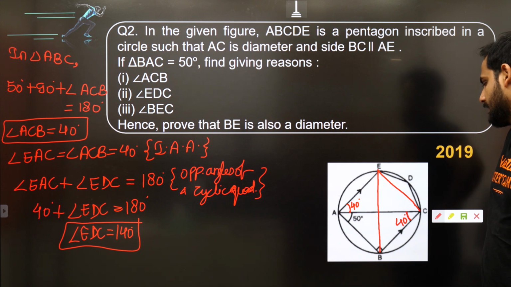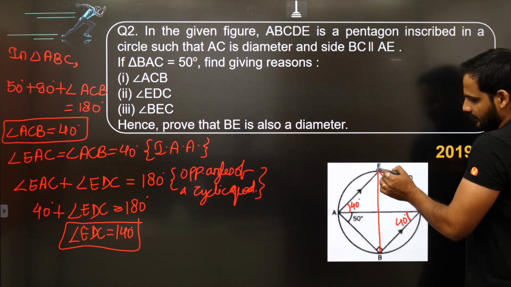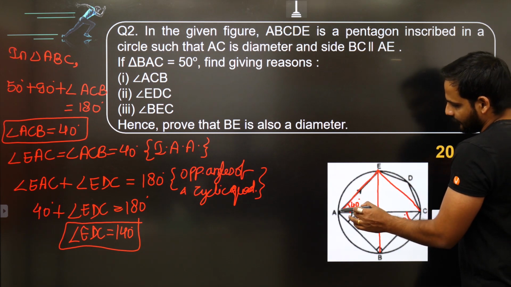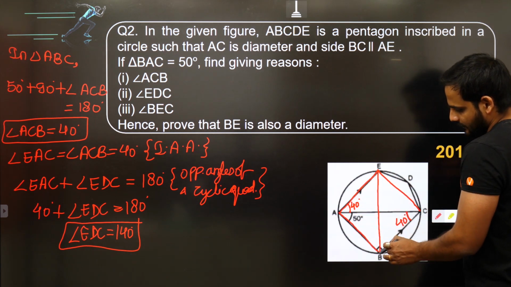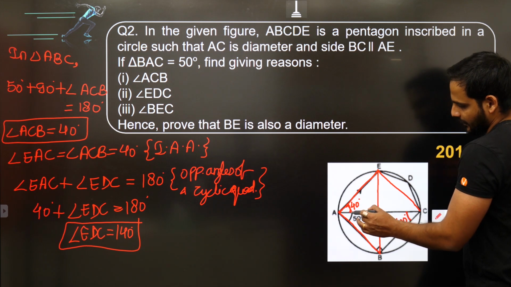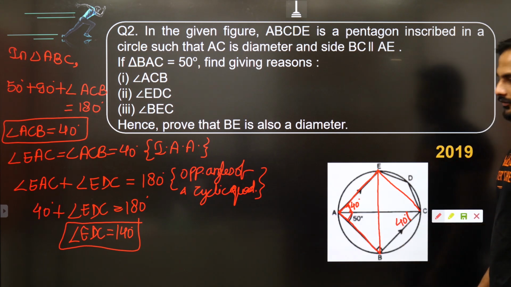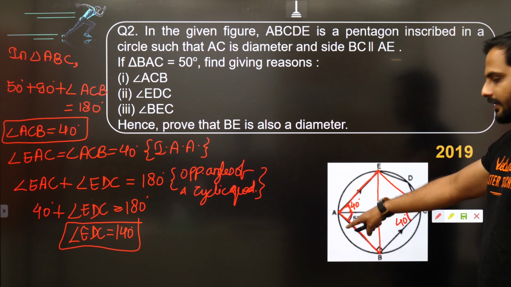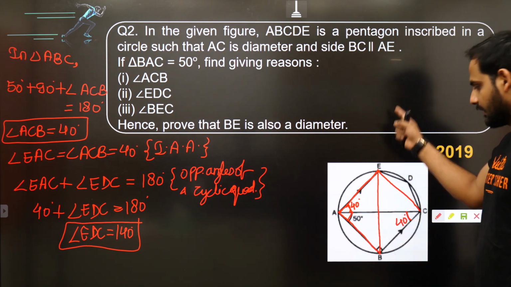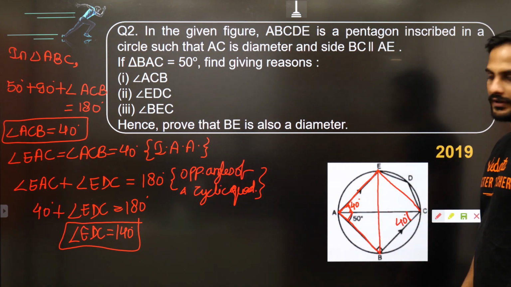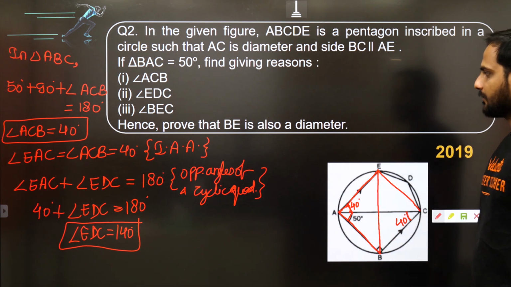BE is also diameter. That is very easy for me to prove because I know BE is a chord which is making an angle of 90 degree at the circumference. If a chord is making an angle of 90 degree at the circumference, that means that chord is a diameter. Understood? So I can say BE is a diameter.